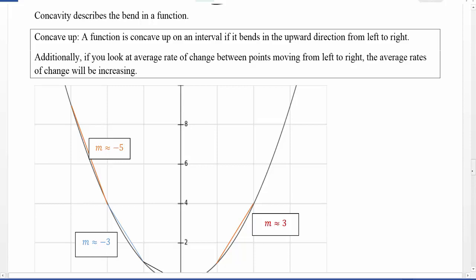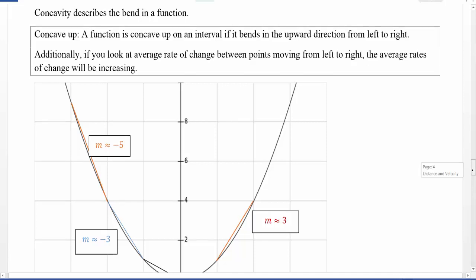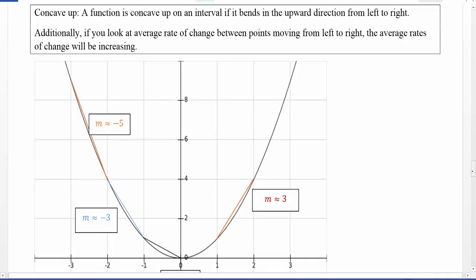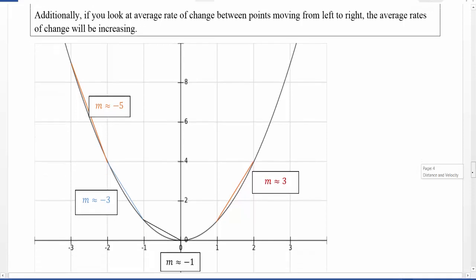So here's an example below of a function that's concave up. You can see that it bends upwards, it looks like a cup. And if you calculate the average rate of change from -3 to -2, the orange line, you see that that slope is -5. The average rate of change from -2 to -1 is -3, that's the blue line. From -1 to 0, we have a black line.